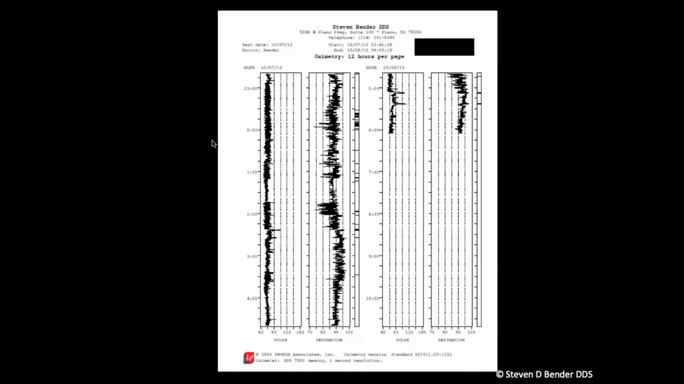This is another, and I'm a very visual person, so this is a very graphic representation of what the time is. So on the left-hand side of the screen, that's the first part of the night. The first column is going to be the pulse. The second column is the oxygen saturation. So without even looking at the bottom at the scale, you can see a lot of up and down stuff.